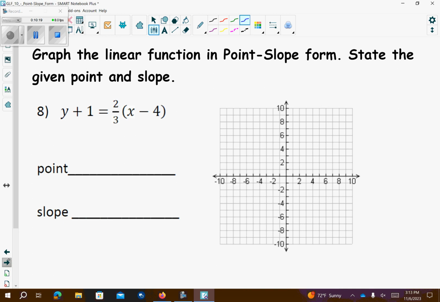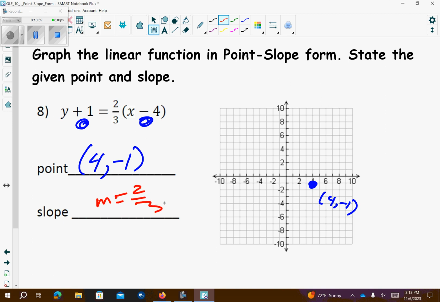Okay, so now we're going to incorporate this into a graph. The opposite of this is positive 4. The opposite of this is negative 1. So let's plot this point. 4, negative 1 is right down here. Then I have a slope of 2/3. So from this point, I'm going to go up 2, right 3. Make that. There's my line of best fit. There's my 2 points.